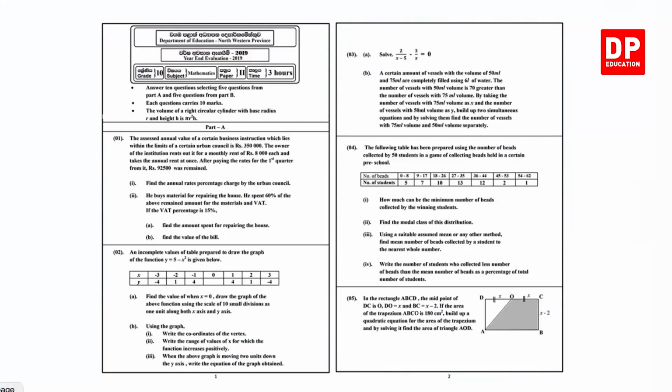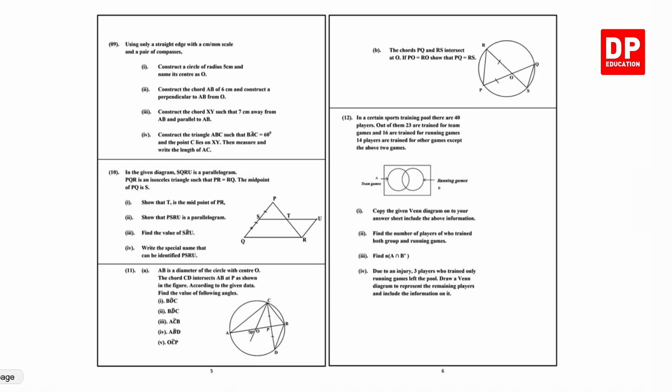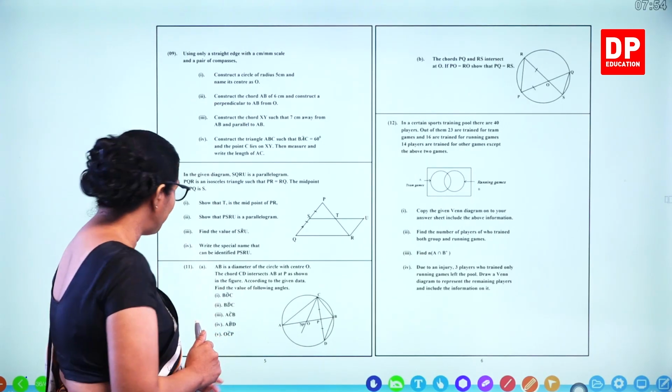Part A has question numbers 1 and 2. For question number 2, quadratic graphs, you can ask for graph paper. Then you get 3, 4, 5, and question number 6. Then Part B has question numbers 7, 8, 9, 10, 11, and then the last question, question number 12. So let's start to do this paper.